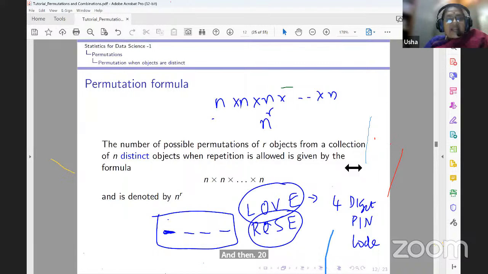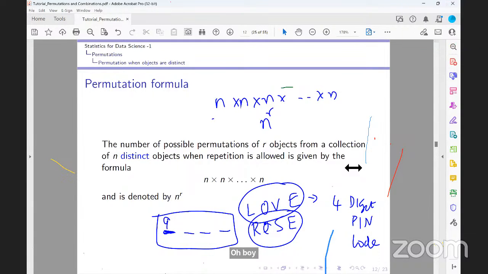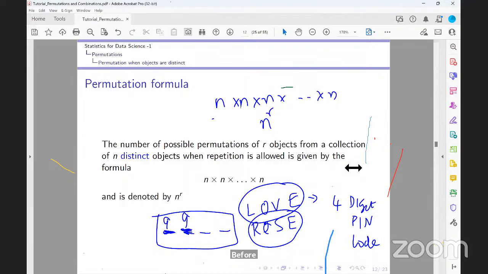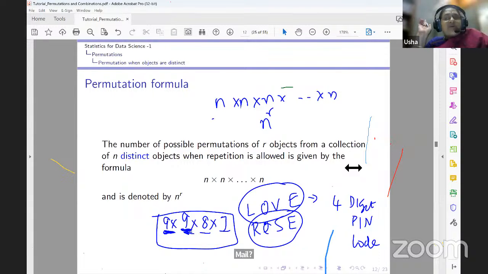This can take anything between 1 to 9, which is 9. Distinct. I said distinct. So how many choices do I have for the second one? 9. Third one? 8. And this would be? 7. Is it clear? Here, remember I said you cannot start with a 0.